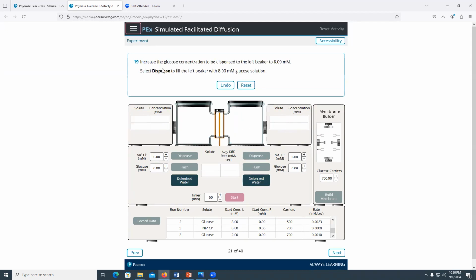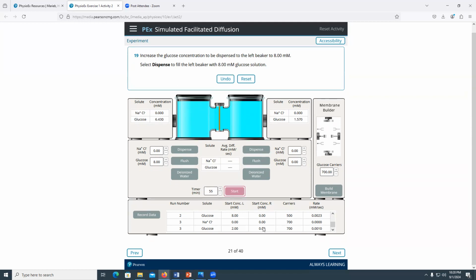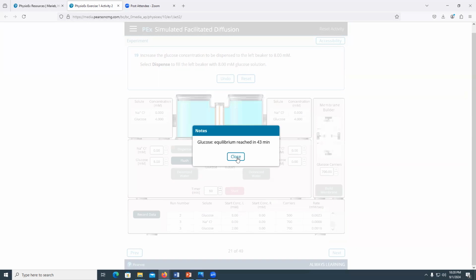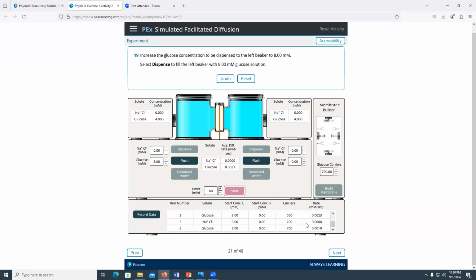Now increase the glucose concentration to 8. We're going to go up from 2 to 8. Then dispense water. And we have 700 here. So now let's see, we're looking forward to 4 at equilibrium, and then we're going to record the data. Reached at 43 minutes. So let's record the data.